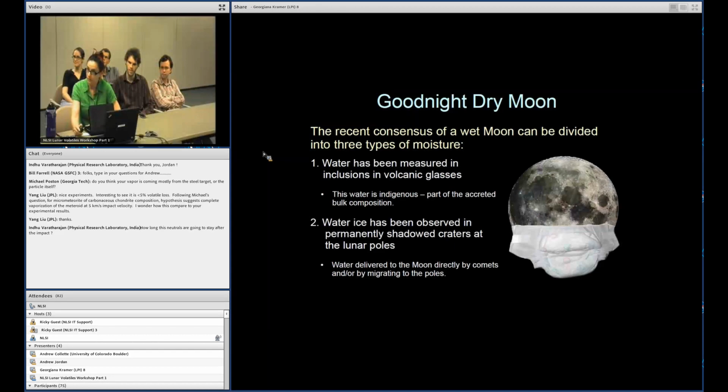Also, there was a bunch of evidence coming in for water ice being observed in the permanently shadowed craters and at the lunar poles. This sort of water is water that has been delivered to the moon directly by comets or has been migrating to the poles. And then, of course, there was this discovery of widespread surficial hydroxyl and water across the lunar surface.